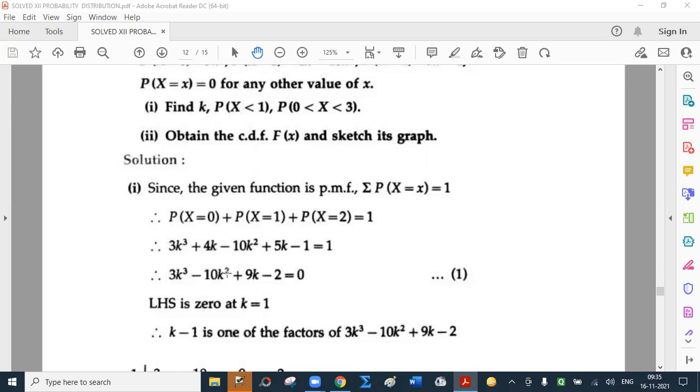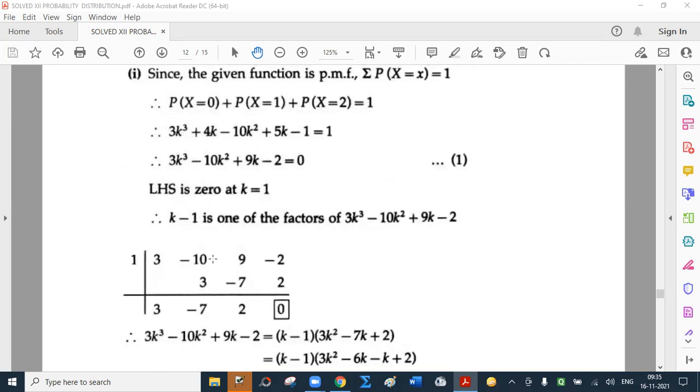So, k minus 1 is one factor. Other factors are obtained by performing synthetic division. In that, we write this polynomial in coefficient form: 3, minus 10, 9, minus 2. The polynomial is 0 at k equal to 1, so we write 1 here. This 3 as it is. 3 into 1, 3. Their addition, minus 7. Minus 7 into 1, minus 7. Their addition, 2. 2 into 1, 2. Addition is 0.